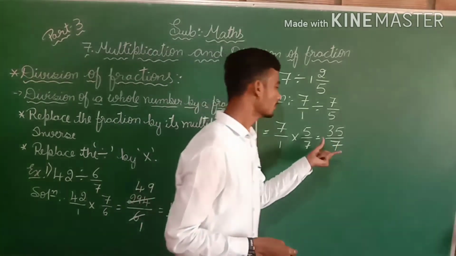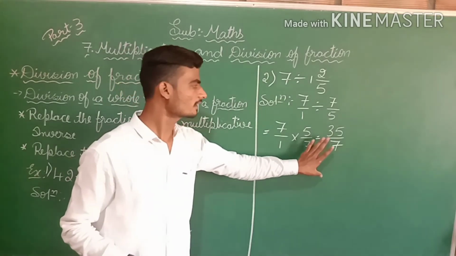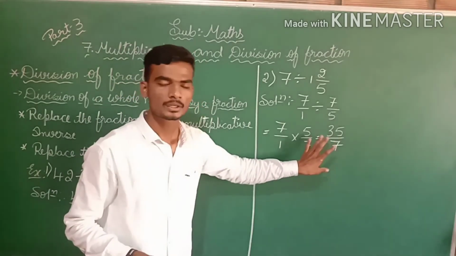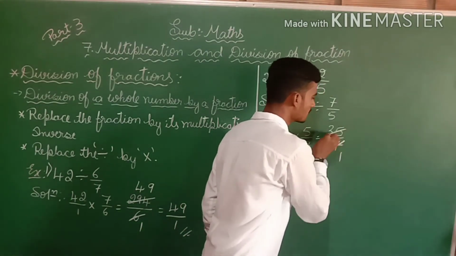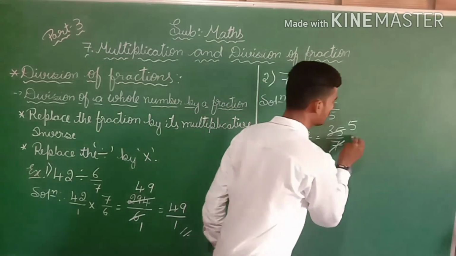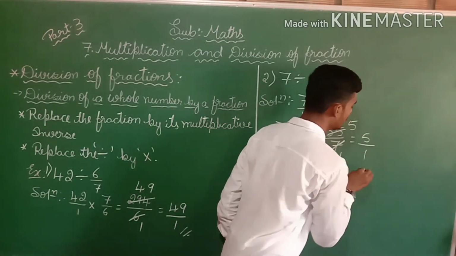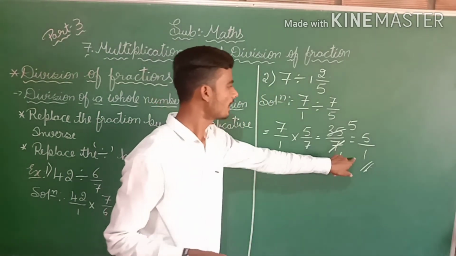Now you have to check here. If it is possible, you can reduce this fraction into the lowest term. You can reduce here. 7 1s are 7, 7 5s are how much? 35. You will get the answer as 5 by 1.